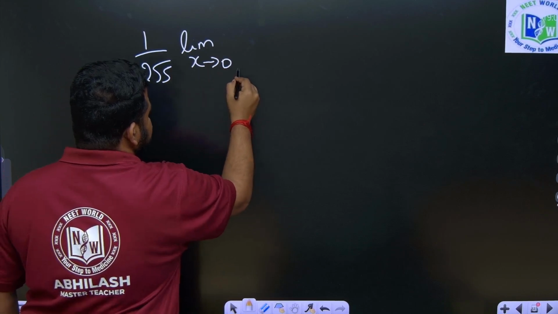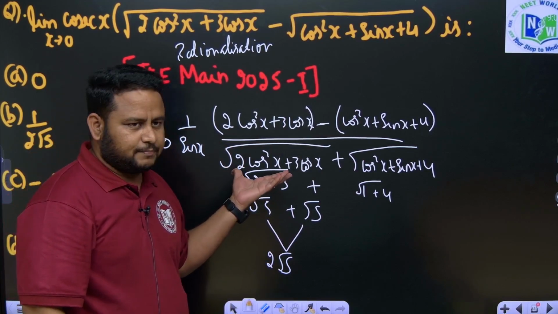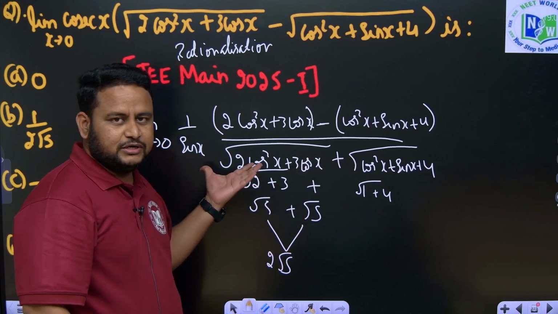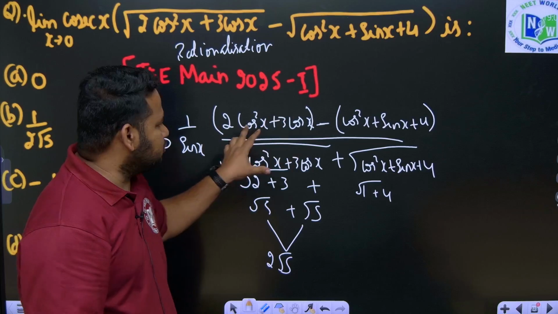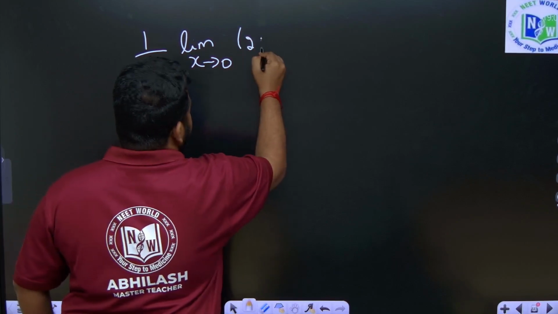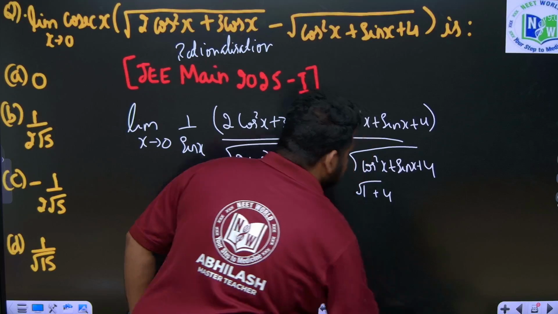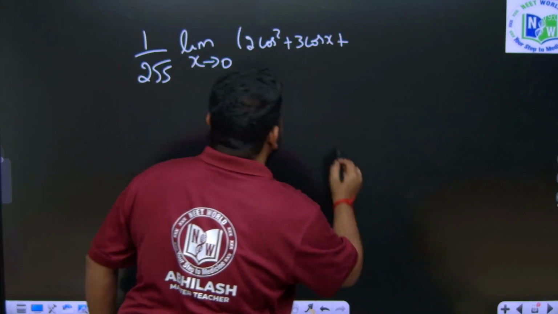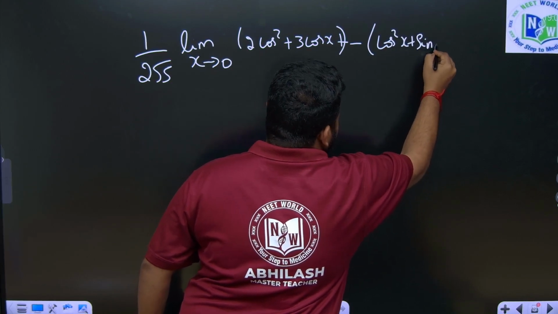tends to 0, whatever is in the numerator I'll write as it is. So here we have already got the value, so when it is pretty obvious we need not take the load till the end. Okay, whatever I can substitute, I can do it here itself and need not take it till the end. So this will become what, 2 cos square x plus 3 cos x, plus 3 cos x minus cos square x plus sin x plus 4.